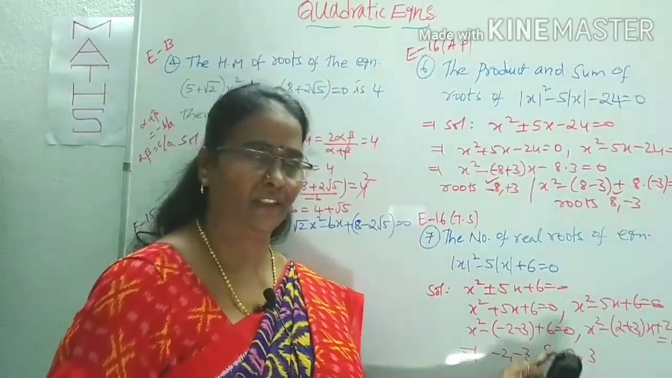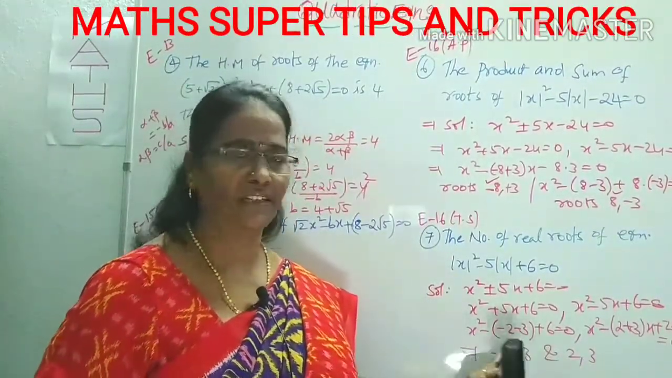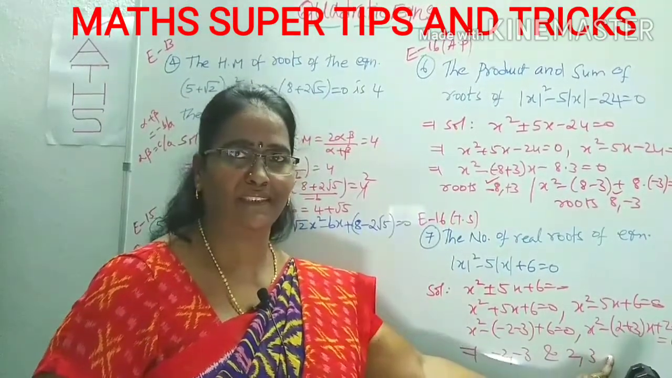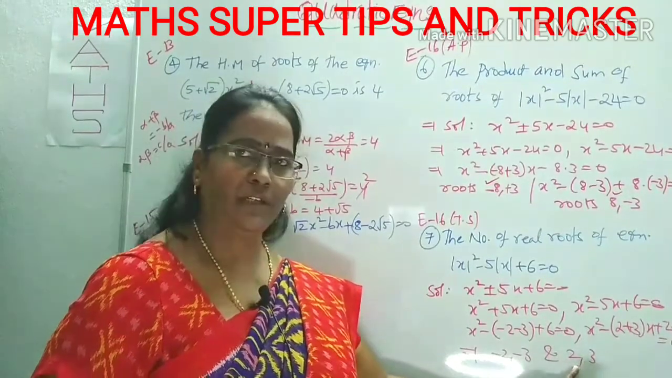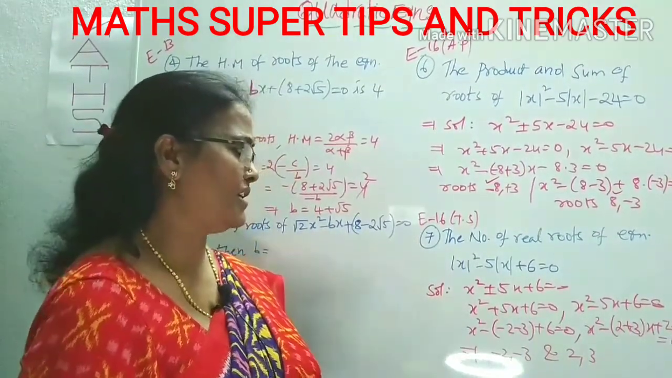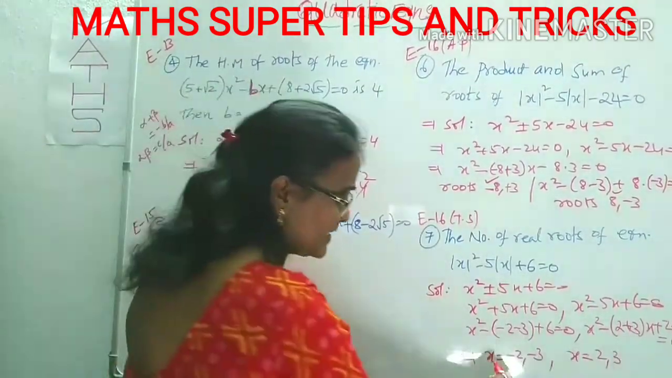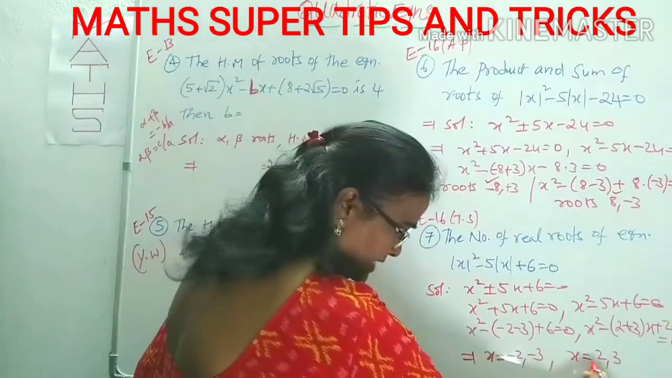Directly you can do it yourself if you want to do factorization, but better you follow this simple method. It is easy for you. Minus 2, minus 3, 2, 3. We can check whether all four satisfy this equation or not. What are the four roots? x is equal to minus 2, minus 3, x is equal to 2, 3.